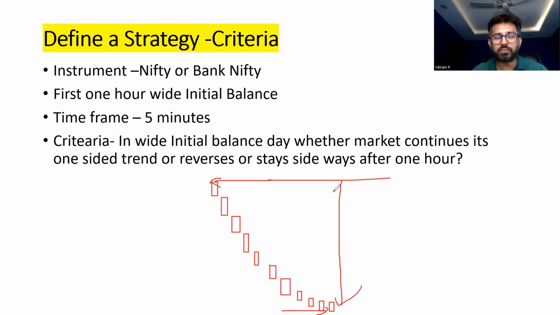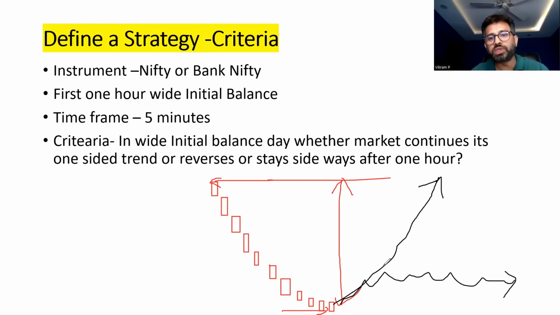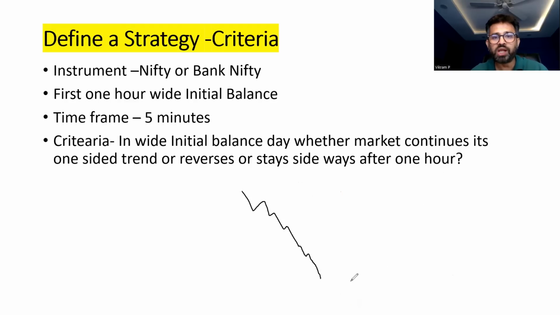I wanted to check, after the market makes a wide initial balance, what happens. Whether it goes in the trend, that means it keeps going down, or it stays sideways, or it totally reverses. I wanted to check what happens after the wide initial balance day. That is the strategy I wanted to check, and that is what I'm going to discuss: whether after a huge one-sided move in the first 1 hour, it reverses, stays sideways, or goes down.